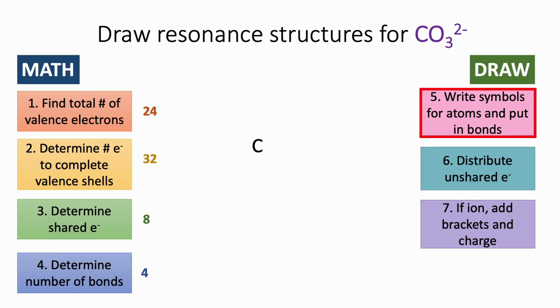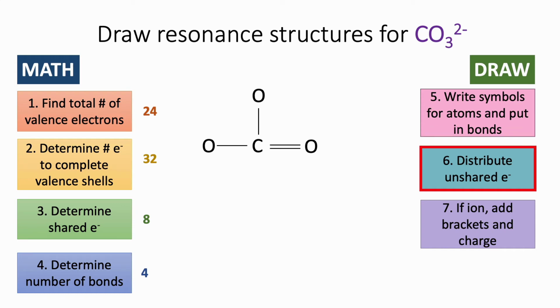So now we can start drawing. We're going to put in carbon at the center, and our 3 oxygens around the outside, and we're going to put in bonds. 1, 2, 3, but we need 4 bonds, so one of these is going to have to be a double bond. Now we can distribute our unshared electrons. We started with 24 valence electrons. We've used 8 of them. That means we have 16 left.